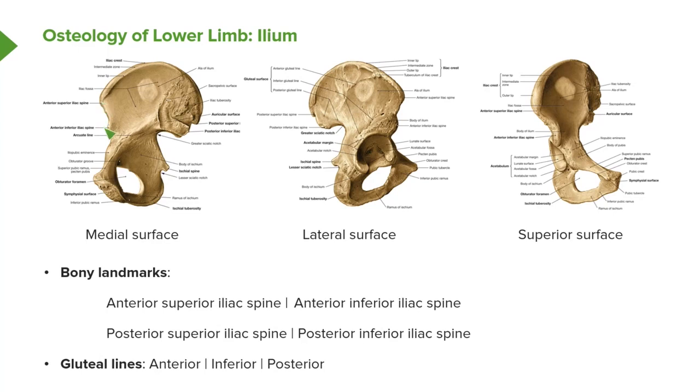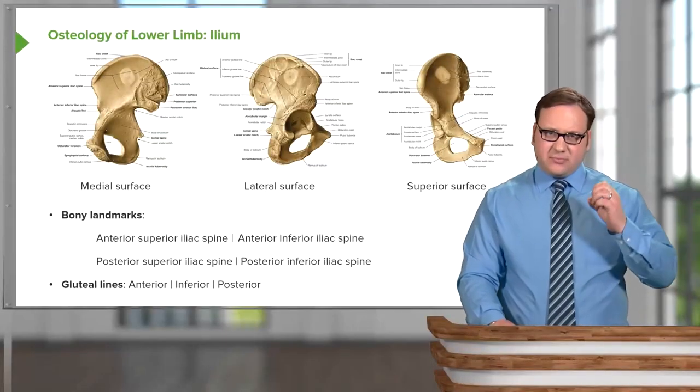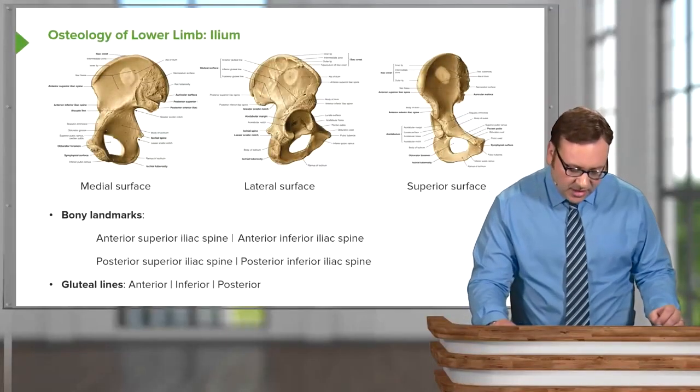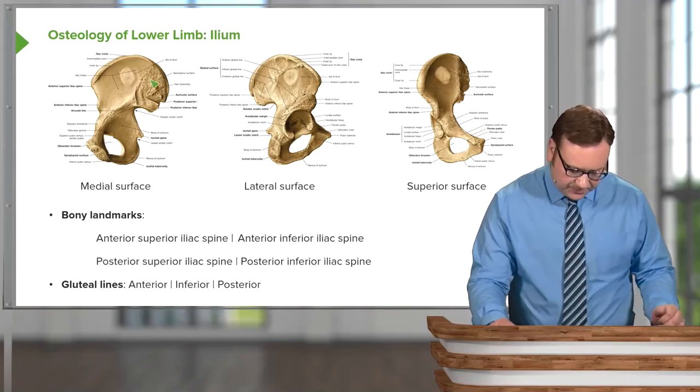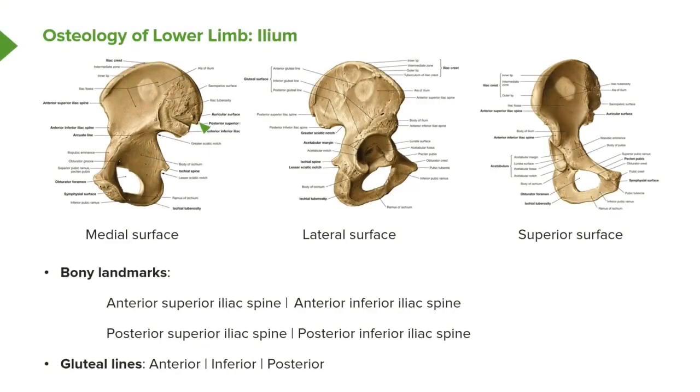Inferior, we have an anterior inferior iliac spine. And these bony landmarks are important because they offer attachment sites for muscles. More posteriorly, we'll find we have the posterior superior iliac spine, and then below it we'll have the posterior inferior iliac spine. And we can see these on this medial surface. We can also see them on the lateral surface. Here's the anterior superior iliac spine, anterior inferior iliac spine, and here we have our two posterior iliac spines. And we could make them out on this superior view as well.